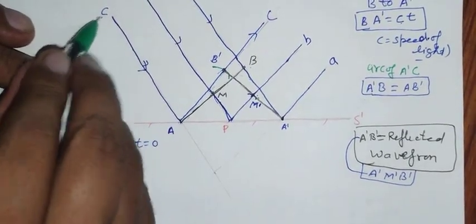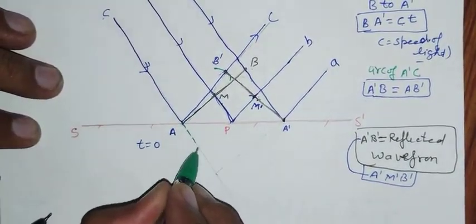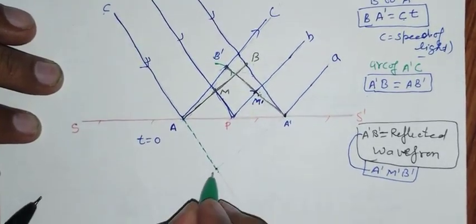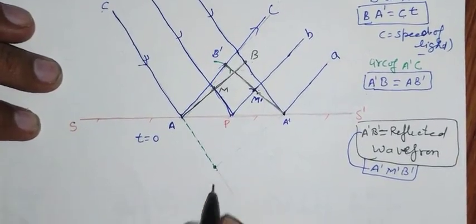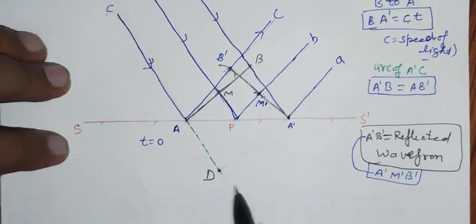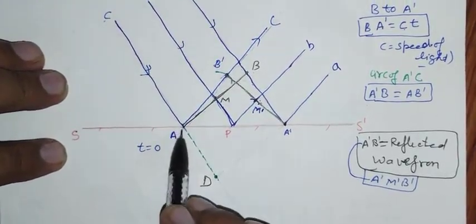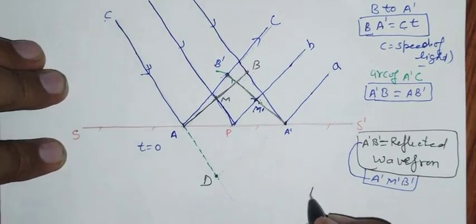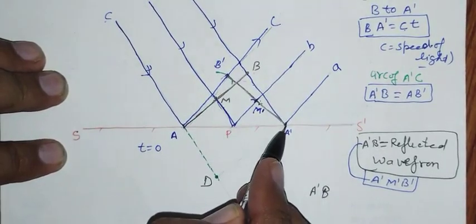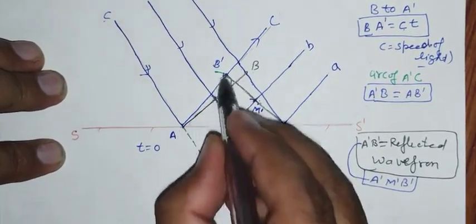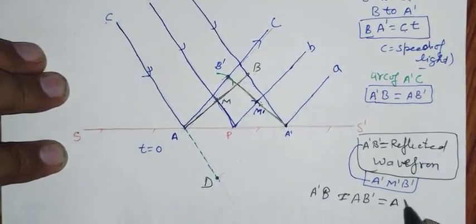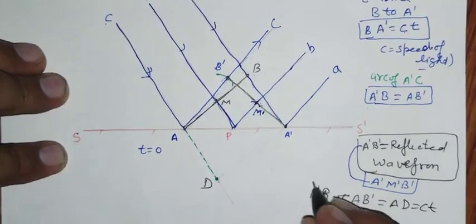We are going to do a geometrical construction. This ray C we are proceeding forward up to a point. See here, this point is D, in such a way that, see very carefully, A dash B is equal to A B dash is equal to A D is equal to Ct.